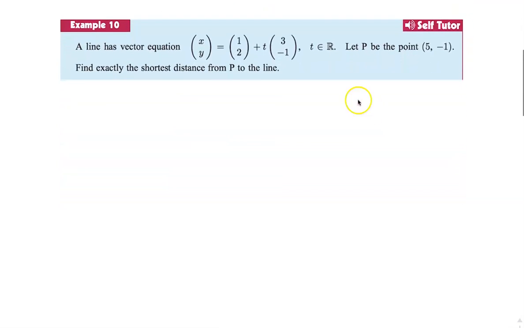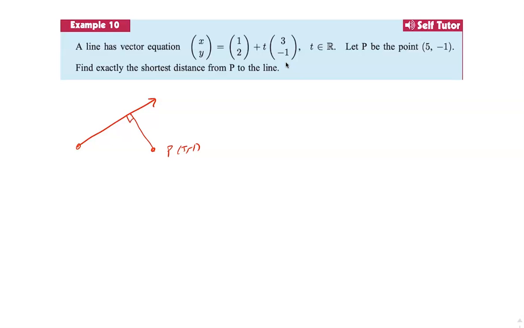The line has a vector equation of this, where t equals r. Let P be the point 5, negative 1. Find exactly the shortest distance from the point P to the line. So again, all we have is a vector equation going this way. We have a point P somewhere, which is 5, negative 1. I'm going to try to find the shortest distance, which we all know is going to be perpendicular. So I just have to find the perpendicular here.